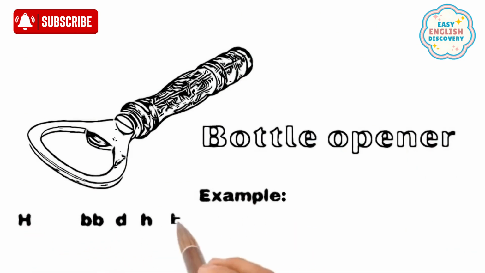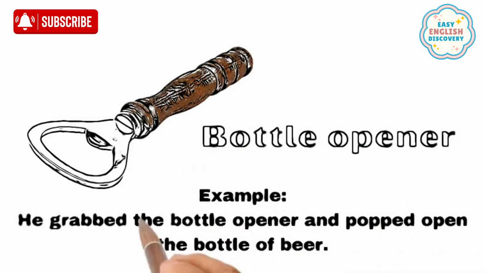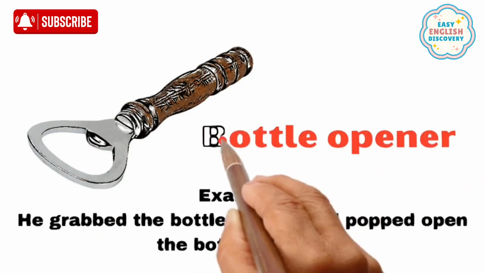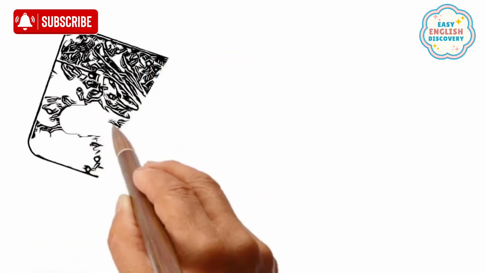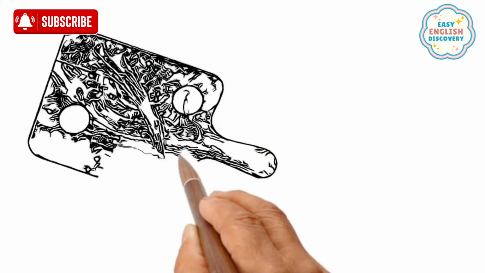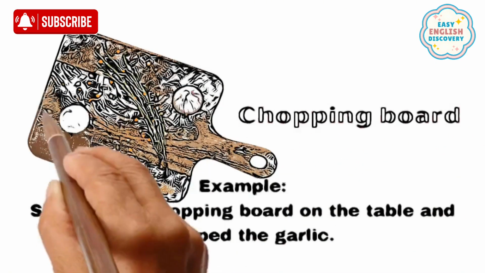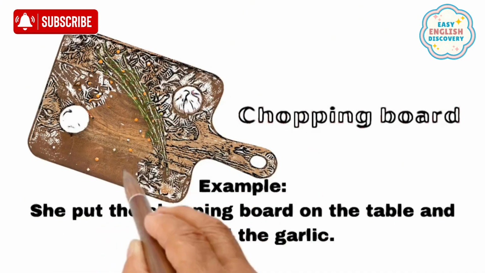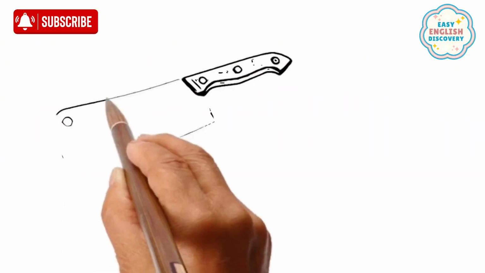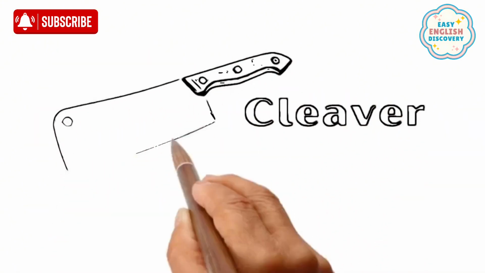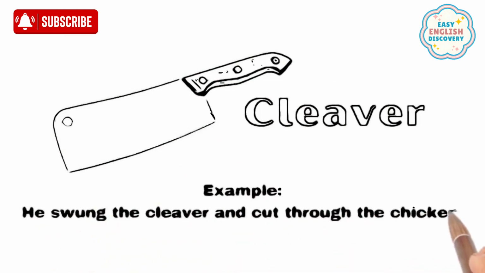Bottle opener. Example, he grabbed the bottle opener and popped open the bottle of beer. Chopping board. Example, she put the chopping board on the table and chopped the garlic. Cleaver. Example, he swung the cleaver and cut through the chicken.